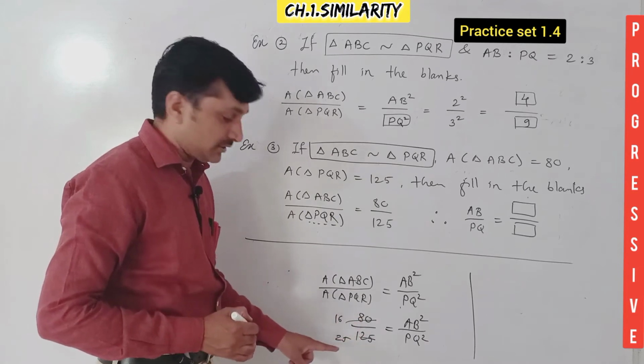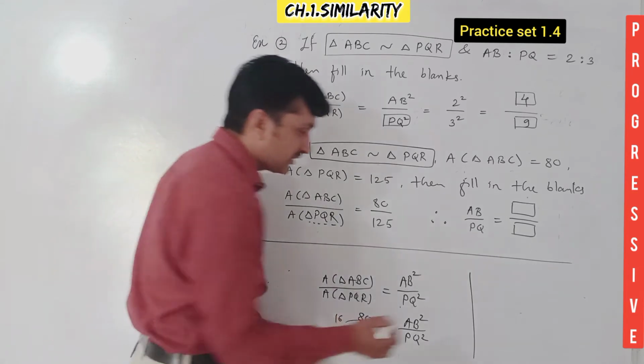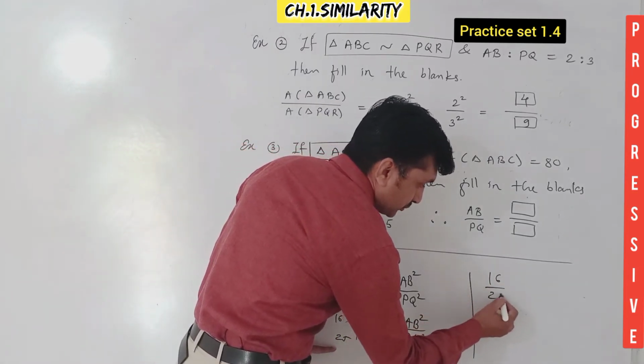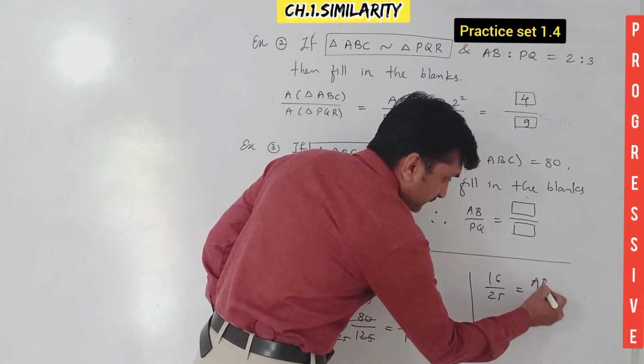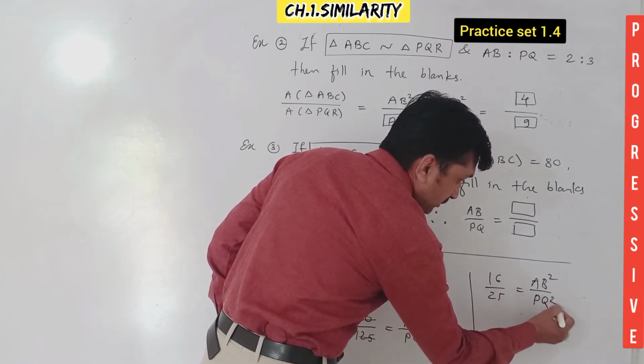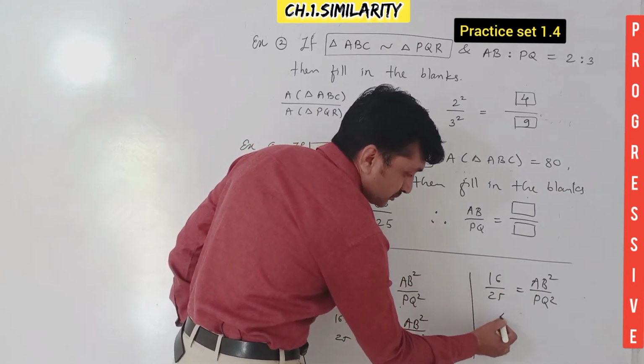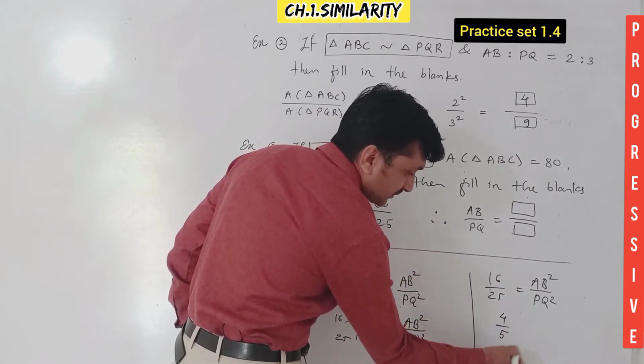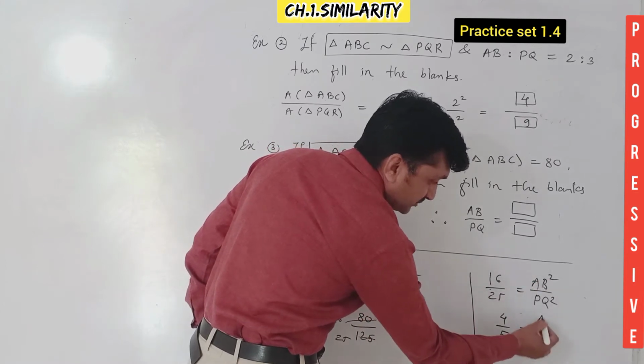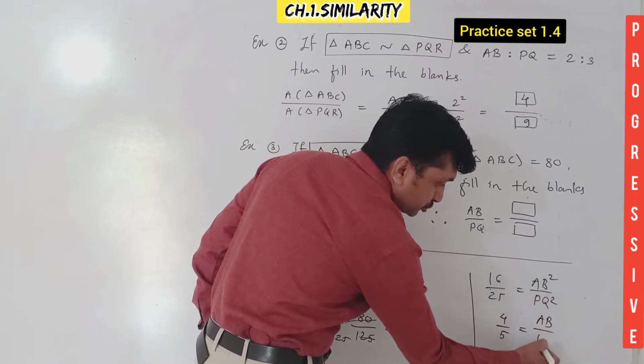We reduced by 5. Now we got 16 upon 25. 16 upon 25 is equal to AB square upon PQ square. We want only AB upon PQ. Now take square root. What is the square root of 16? 4. Square root of 25, 5, is equal to square root of AB square, AB, upon square root of PQ square, PQ.